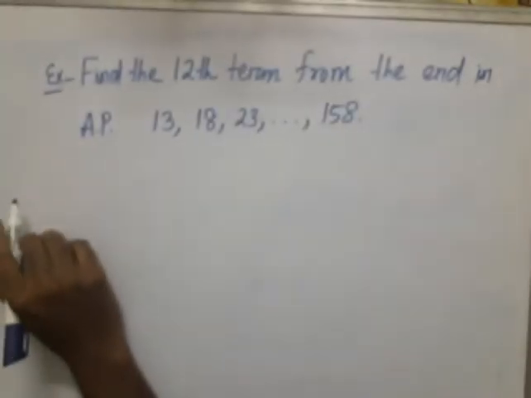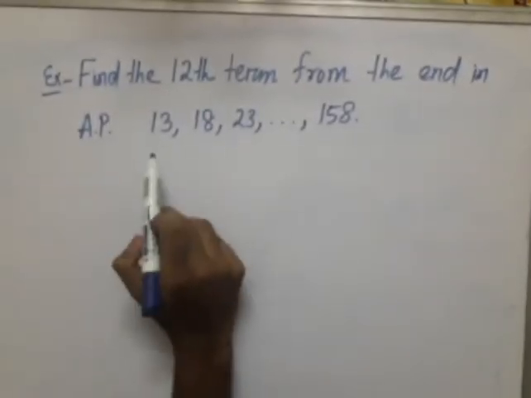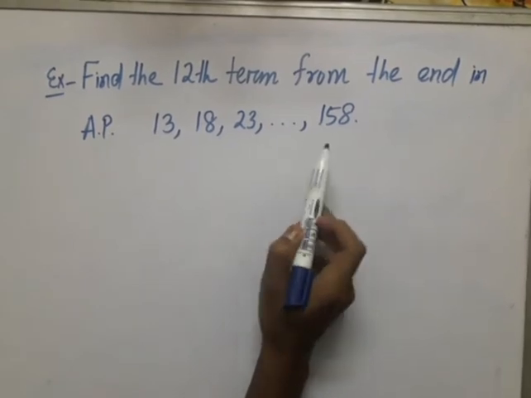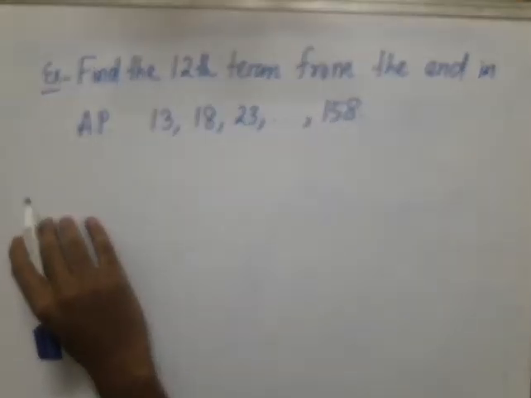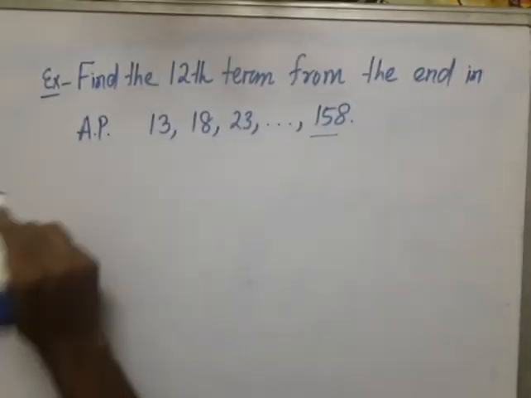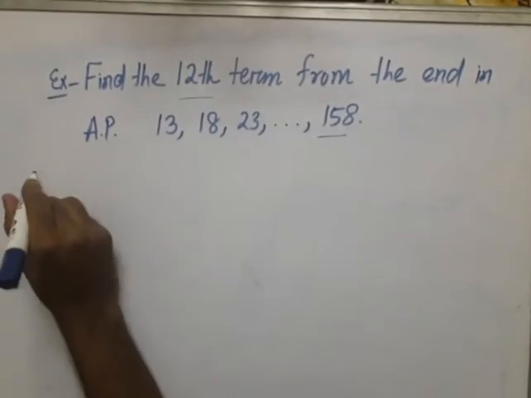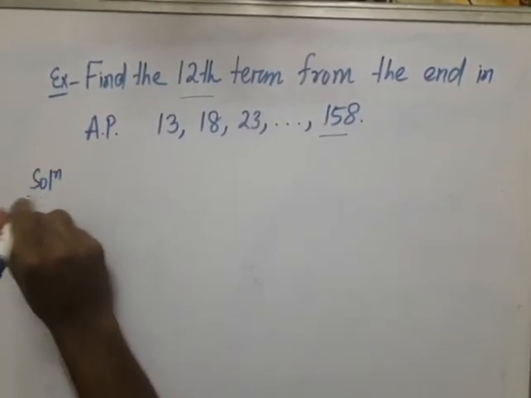So the question is given: find the 12th term from the end in the arithmetic progression 13, 18, 23, up to 158. Here we notice that the last term is given as 158. We have to find the 12th term from the end of this particular arithmetic progression. Let's see how we will do this.